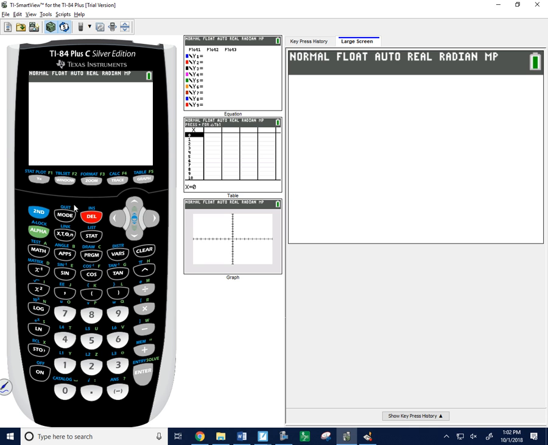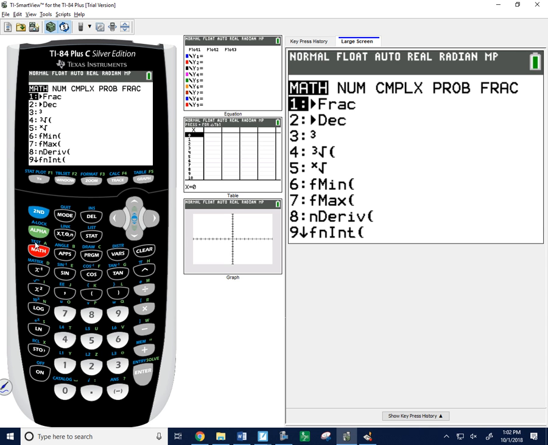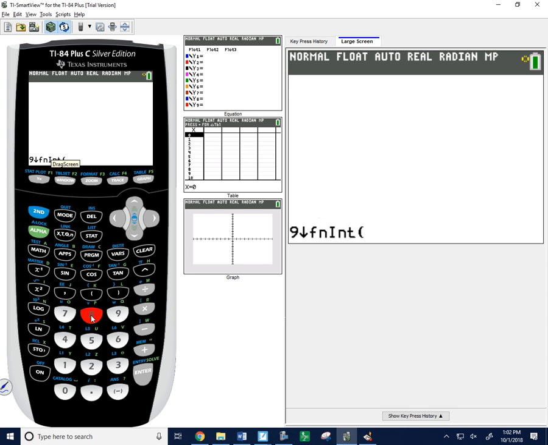Okay, so on the 84 it's pretty simple, math 8. You hit math. Number 8 is nDeriv, meaning numerical derivative. So you hit 8, you'll get something that looks like what we saw with the notation. Remember there's a d, dx type notation thing. This one's the variable. So you're going to put in the variable. Let's hit the variable button. X. The next one says, what function is it?